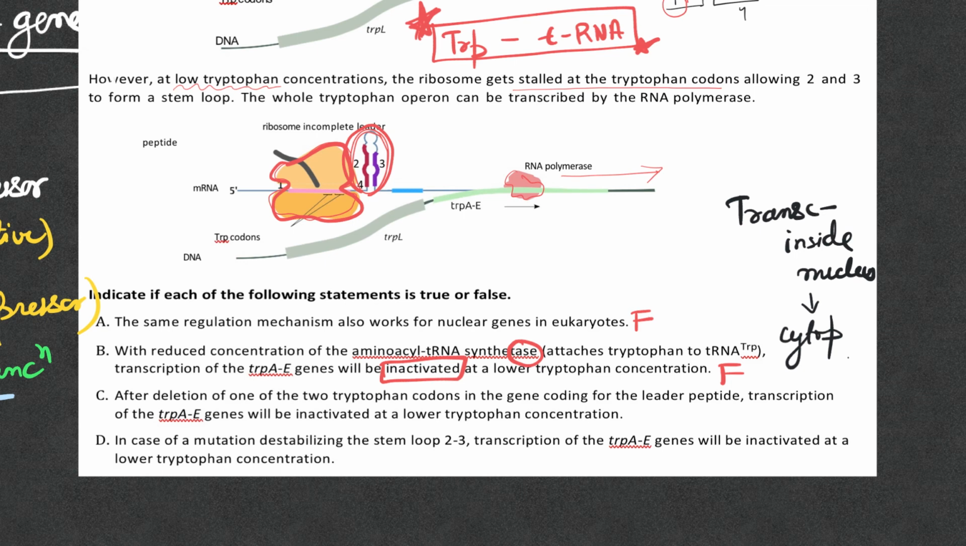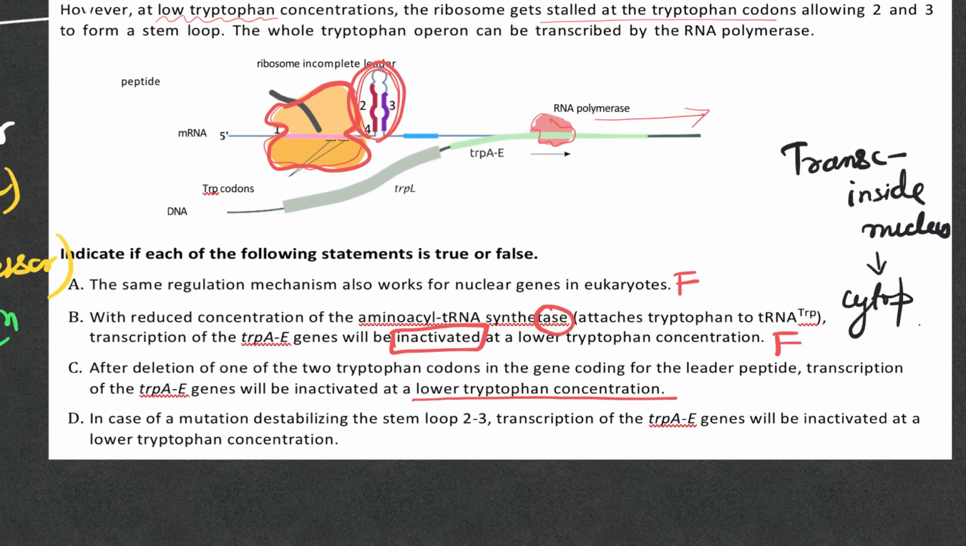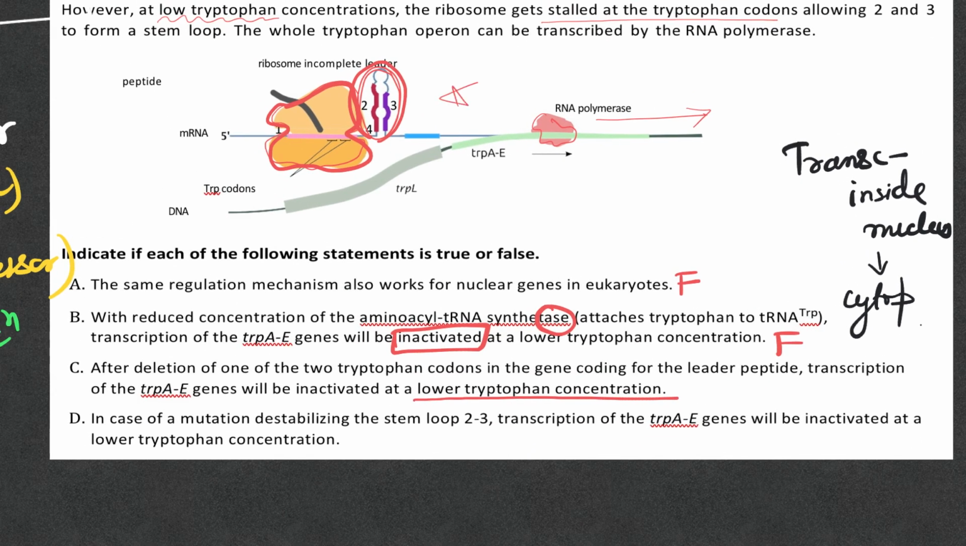Now, third question. After deletion of one of the 2 tryptophan codons in the gene coding for the leader peptide, transcription of trpA-E genes will be inactivated at a lower tryptophan concentration. The concentration of tryptophan is low. That means ideally what should happen? The ribosome should wait at 1. Configuration 2.